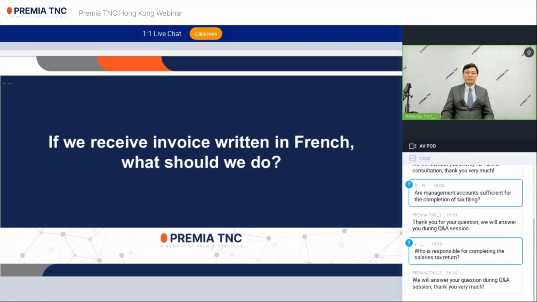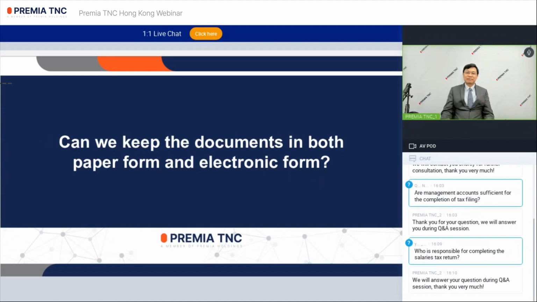If we receive an invoice written in French, what should we do? In order to fulfill Hong Kong tax law, you should keep an English or Chinese translated version. Can we keep the documents in both paper form and electronic form? Yes, you can keep in both formats. On the other hand, records in either form should be retained for a period of not less than 7 years.